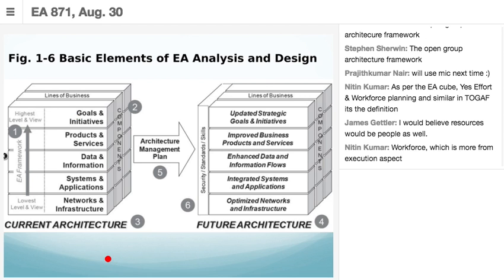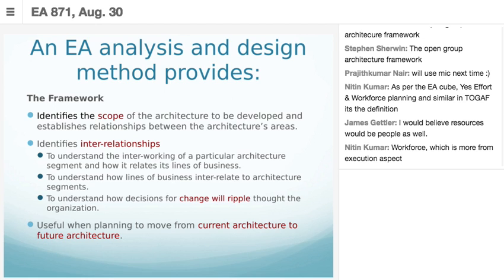Right, so here we have the current architecture. We have a plan, a roadmap, a management plan to get from the current architecture to where we want to be, the to-be architecture. And there are different components in different lines of business. These components are at this level. They go horizontal, and the lines of business are verticals. The framework, TOGAF, DODAF, FEAF, whatever it is, identifies the scope of the architecture to be developed and establishes the relationships. It identifies interrelationships and sub-architectures, lines of business, and a plan for moving from the current to the future.